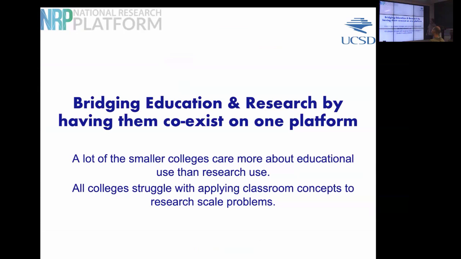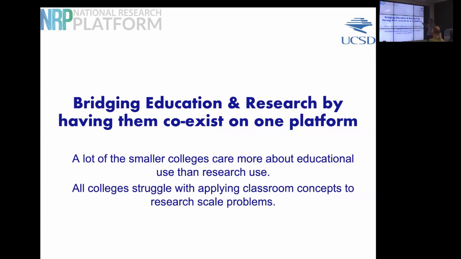So then, bridging education and research by having them coexist on one platform. We've already seen two things where we did magic by virtue of Kubernetes. One is that we could grow this horizontally, and two, that we grow this vertically. Now, the third one is that we can also do education and research on the same platform.